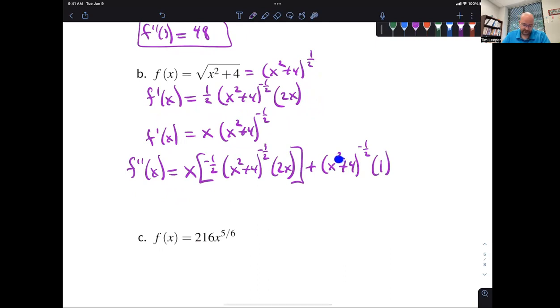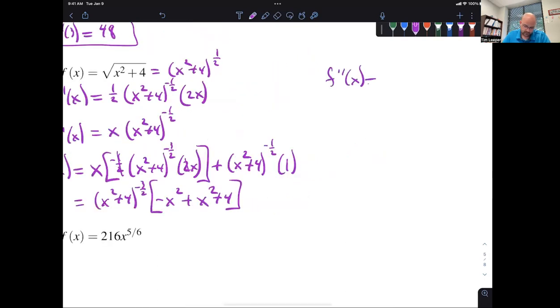Good. Now, if I factor out the x squared plus 4 to the negative 3/2, and also cancel the half and the 2 there, we have x squared plus 4 to the minus 3/2 multiplying. Notice we still have the x and the x there, so those multiply, and that's a negative there. So we have a negative x squared for the first term. For the second term, x squared plus 4 to the negative half divided by x squared plus 4 to the negative 3/2 is just x squared plus 4. Now notice that the negative x squareds cancel, so the second derivative here is 4 times x squared plus 4 to the negative 3/2 power.